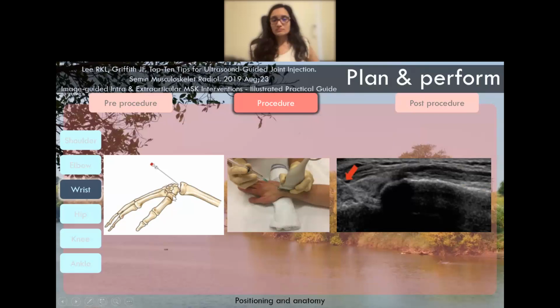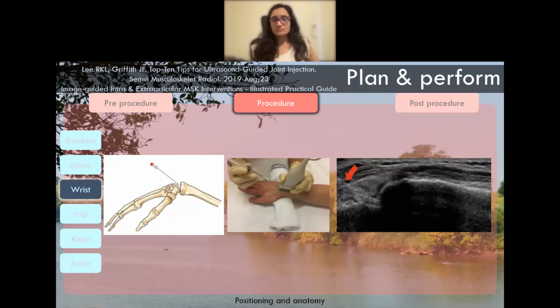So for wrist interventions, what we prefer is the dorsal approach, because the volar anatomy is too crowded. We have all the complex neurovascular bundles, and also the tightly packed flexor tendons, which won't give us enough space to navigate the needle. So we can safely navigate the needle through the dorsal approach.